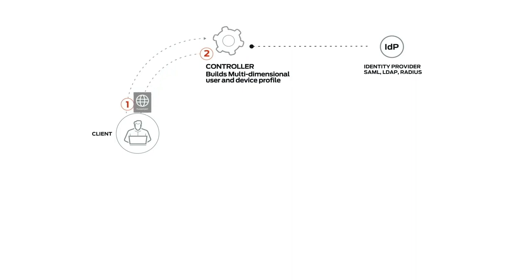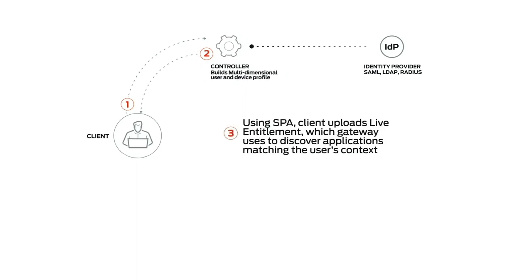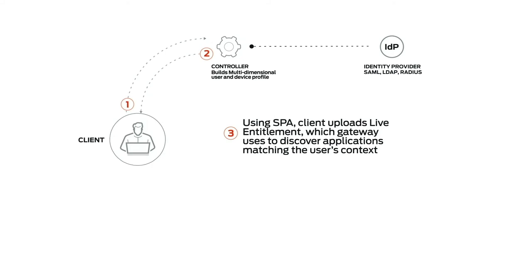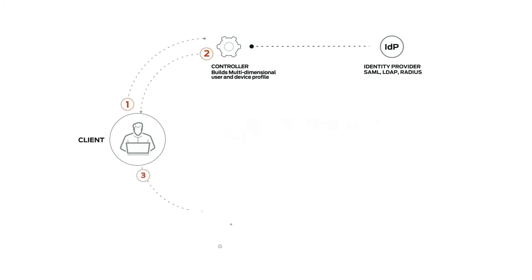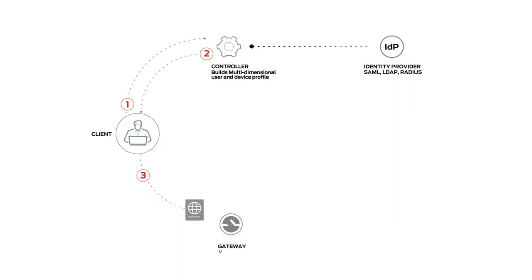It is a live entitlement because it is dynamic based on context and risk at the time of access and therefore not static. Again, using SPA, the client sends that live entitlement packet to the gateway. The client can only connect to gateways where that user has been granted entitlements.